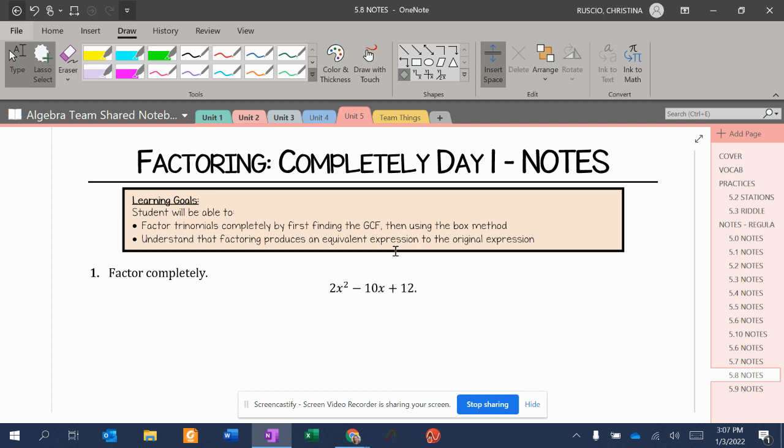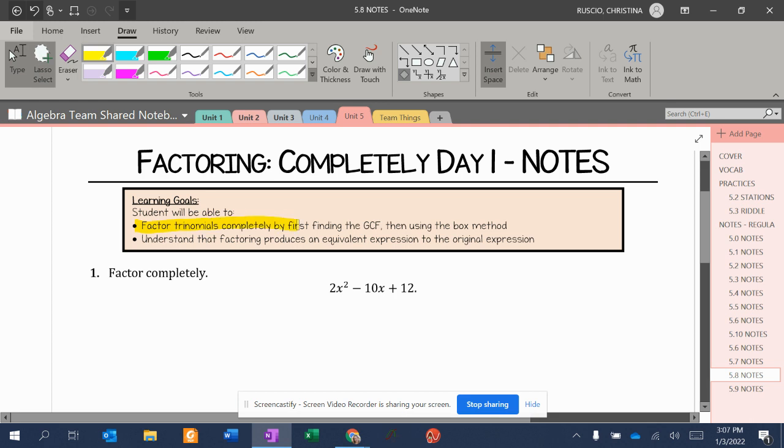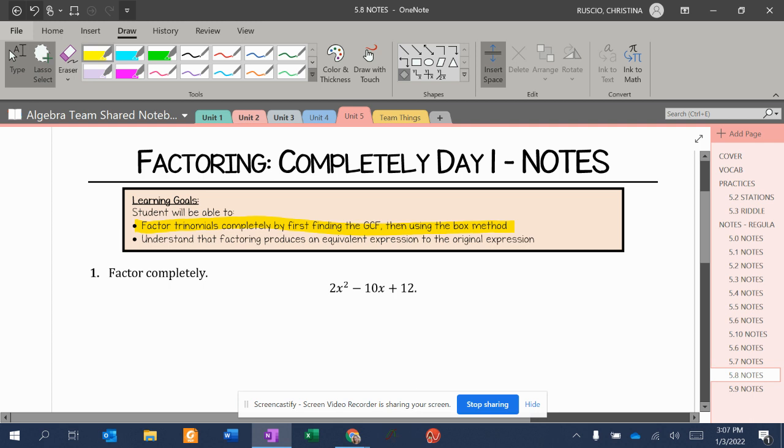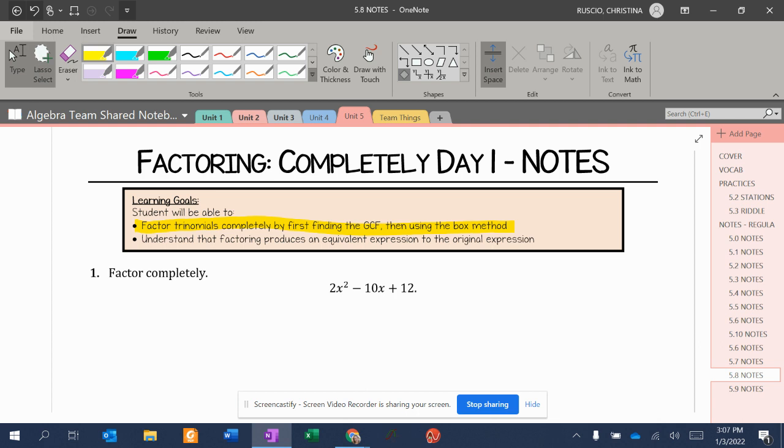Okay, so today in the learning goals, I just want you to highlight something or star it, make it stand out. Today we are going to learn how to factor completely, and factoring completely usually means factor more than once. And we are first going to find the GCF, and then we are going to factor with the box method. So in all the other times that we've factored before, we've done one factoring method and then called it a day and we were done. Today we are going to have to do at least two factorings.